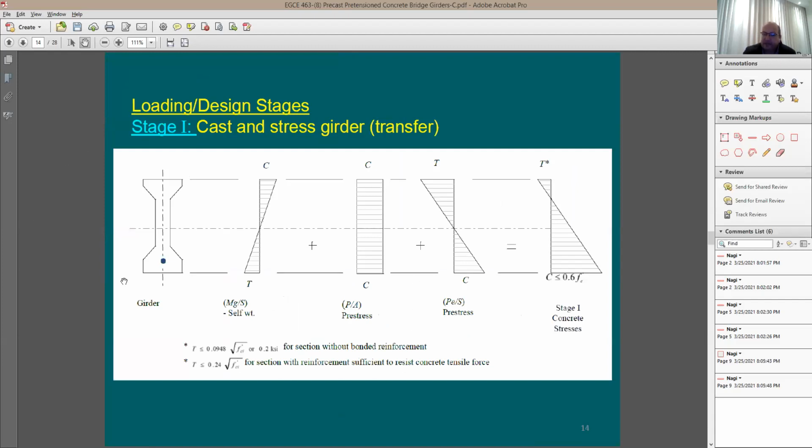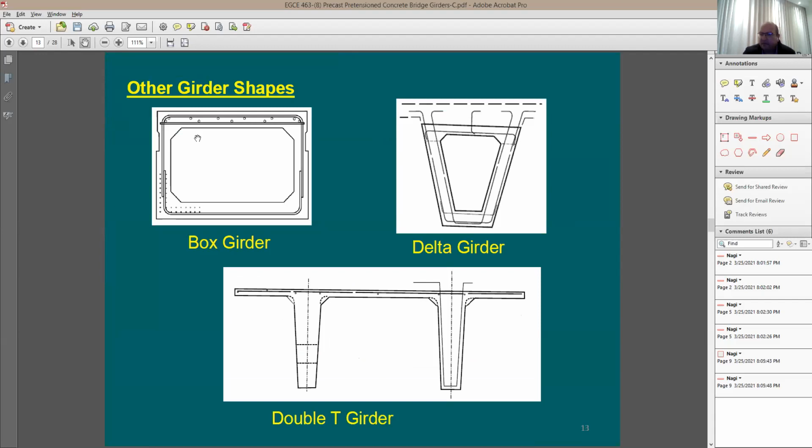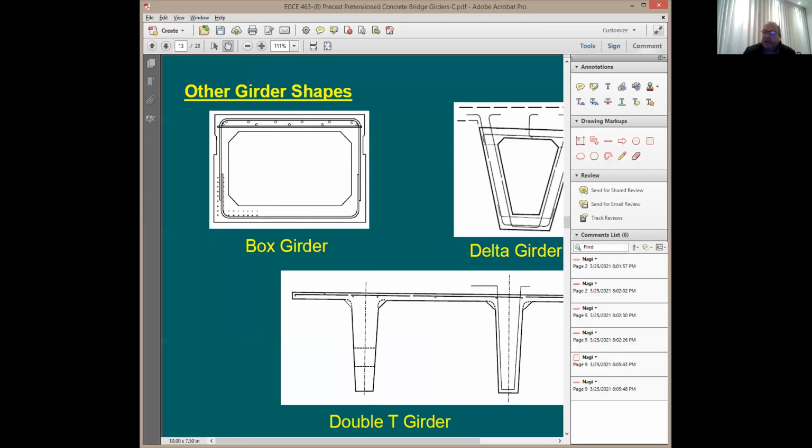Now, this one we call here the design load and the design stages. Now, I'd like to stop here. This can be right at the middle of the slide set. And I'd like to show you here what we have for the project. Have you guys seen the project files? Yeah. Okay.